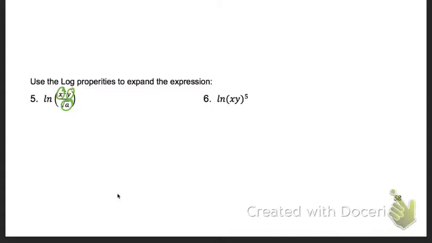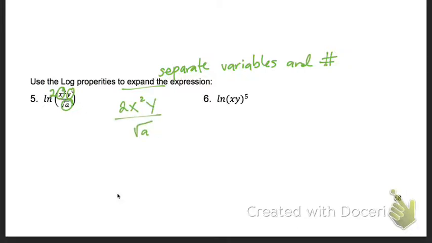So when you're expanding, you want to separate the variables and also numbers. If I had a 2 in front, like 2x squared y over square root of a, I would now have 4 log functions: the 2, the x squared, the y, and the a. So you separate numbers and variables. But let's just do number 5.